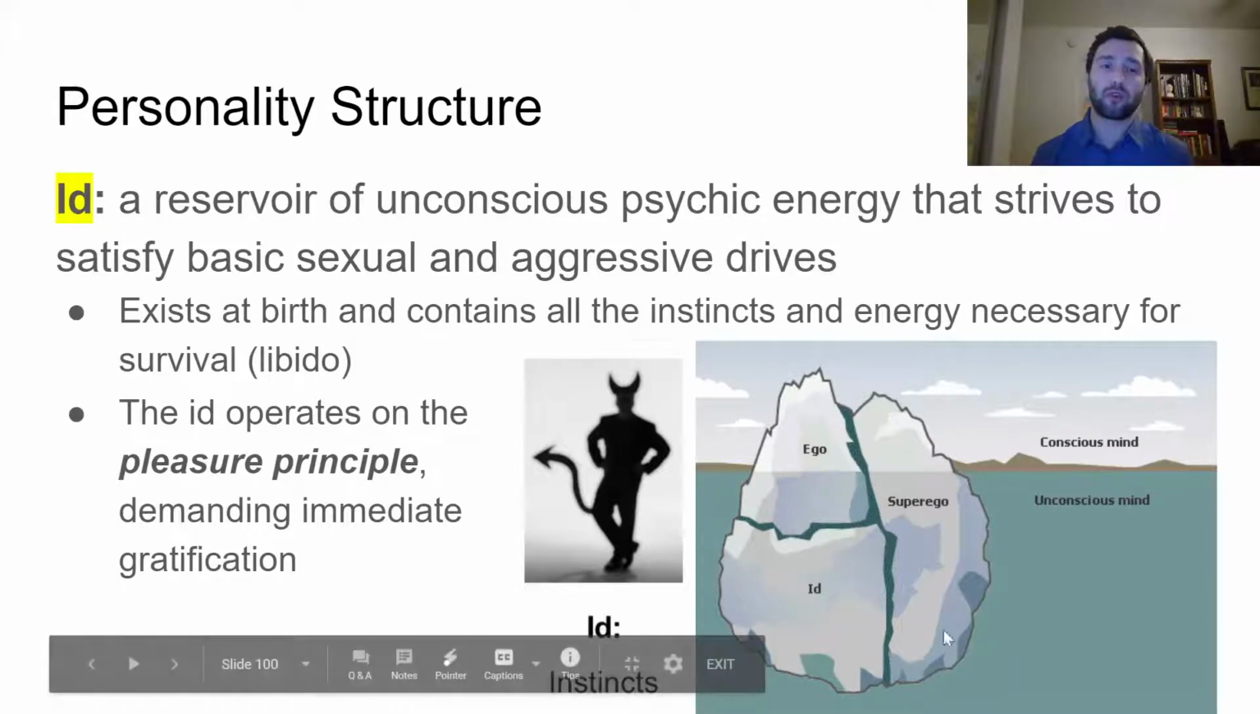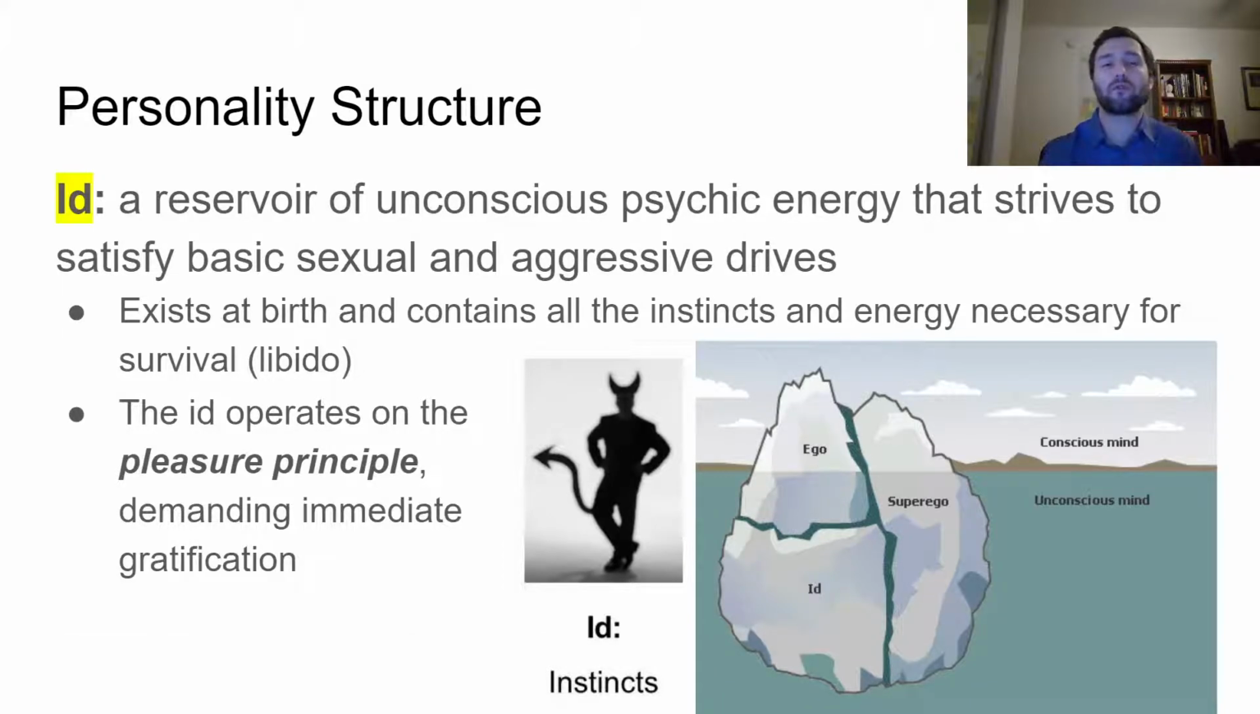One thing that's important to notice is that the ego and some of the superego are conscious. All of the id is unconscious, and then you can see most of the superego is unconscious as well. So you can see how this is divided up a little bit. So what is the id? According to Freud, the id is a reservoir of unconscious psychic energy that strives to satisfy basic sexual and aggressive drives.